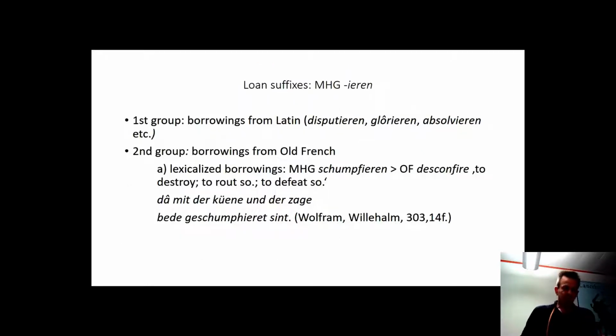The older group of -ieren formations contains lexemes that were borrowed from late or church Latin, e.g. disputieren, glorieren, or absolvieren. The younger group includes borrowings from Old French, which came into German as part of the courtly relations we discussed previously. The formations of the second group can be differentiated in accordance with their motivation. Cases like Middle High German schumpfieren, from Old French déconfire, to destroy, put enemies to flight, defeat. It is probably the lexicalized formation that was borrowed.